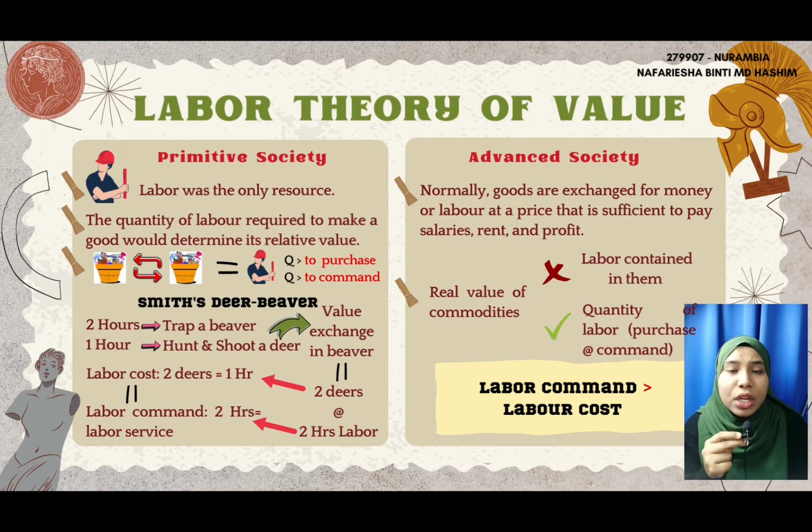In advanced society, normally goods are exchanged for money or labor at a price that is sufficient to pay salaries, rent, and profit. So the real value of commodities can no longer be measured by the labor content in them, but it can be measured by the quantity of labor which it can purchase or command. Moreover, the quantity of labor a commodity can buy exceeds the quantity of labor embodied in its production by the total profits and rents, and it is equal to the labor command exceeding the labor cost.